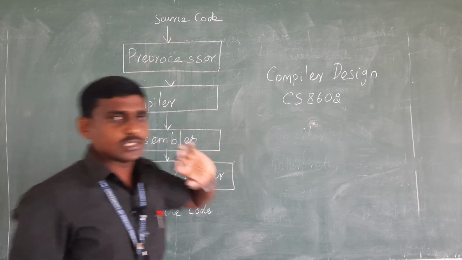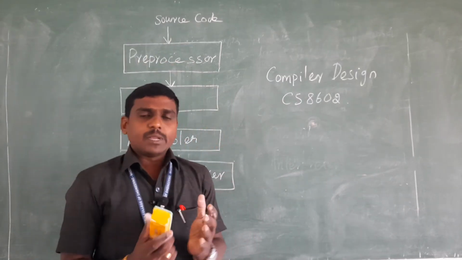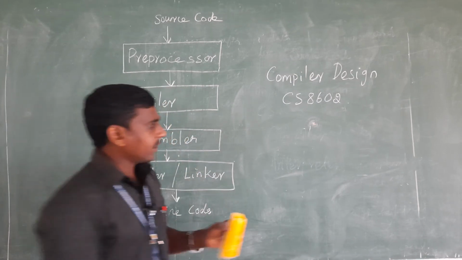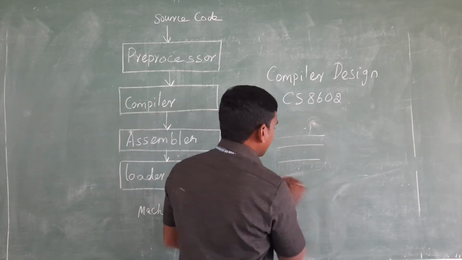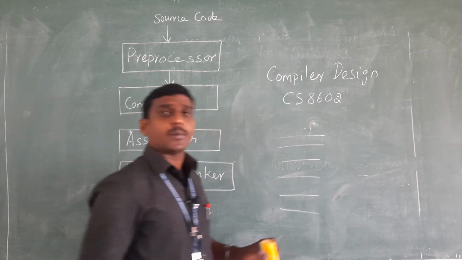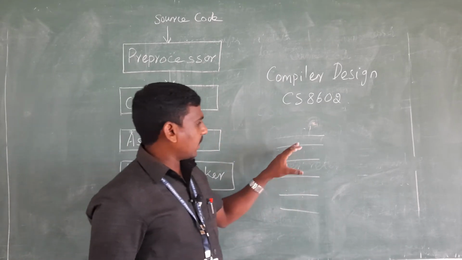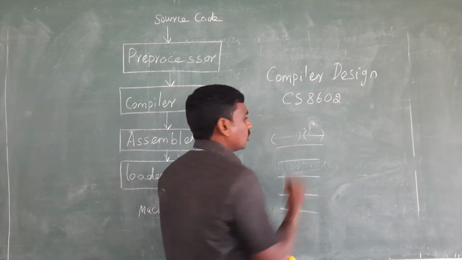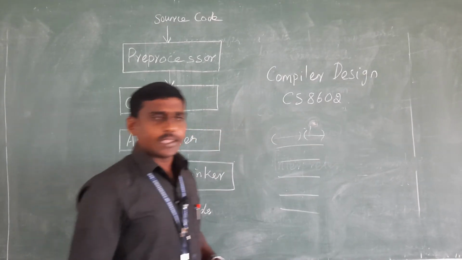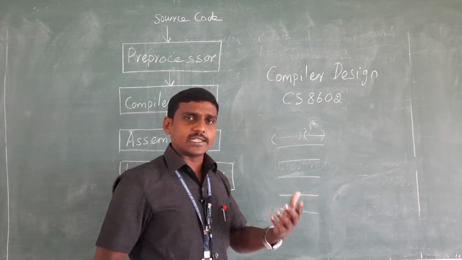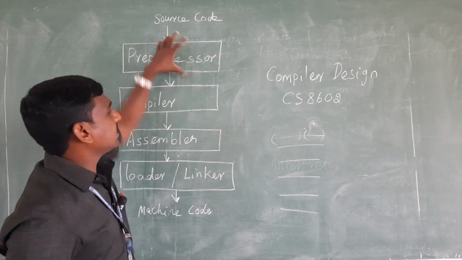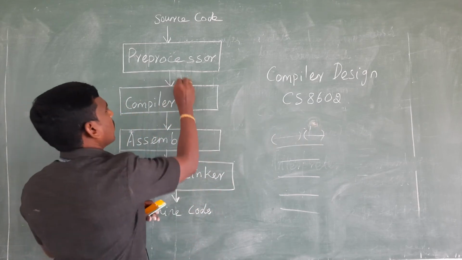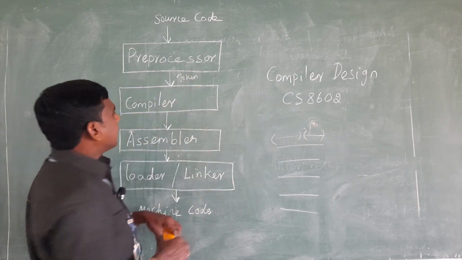First one is the preprocessor. The duty of the preprocessor is that it breaks the program into pieces. For example, I have 10 lines of program, or 50 lines, or 100 lines. The preprocessor breaks the program into small pieces, which we call tokens, and it gives them to the compiler.